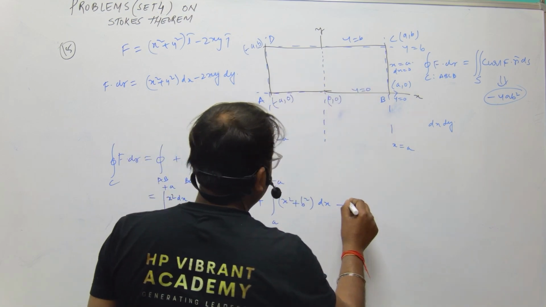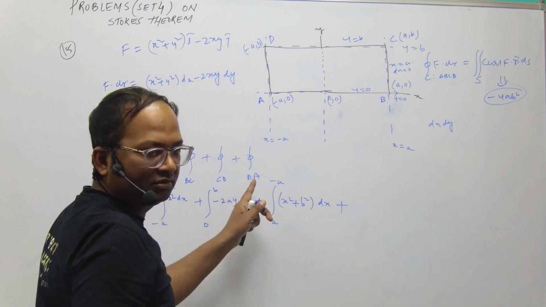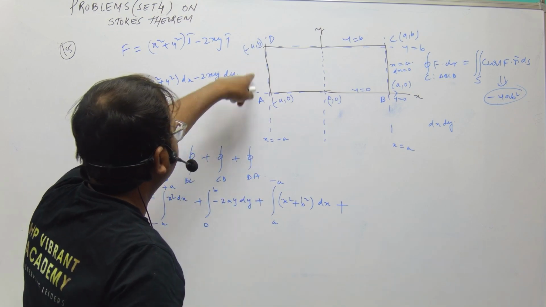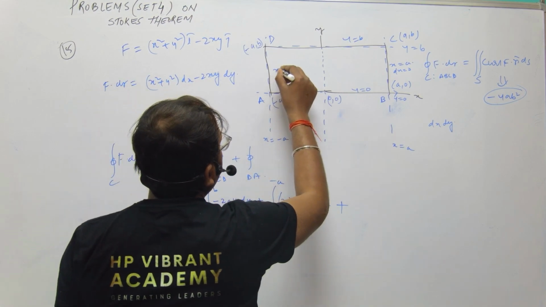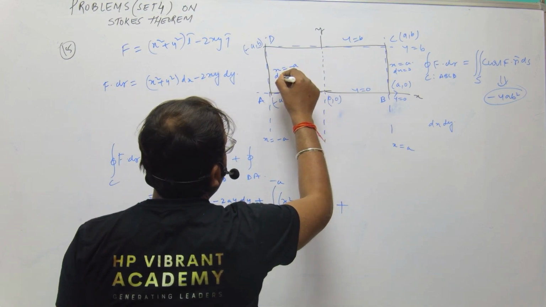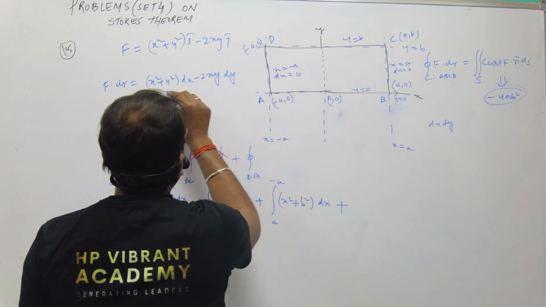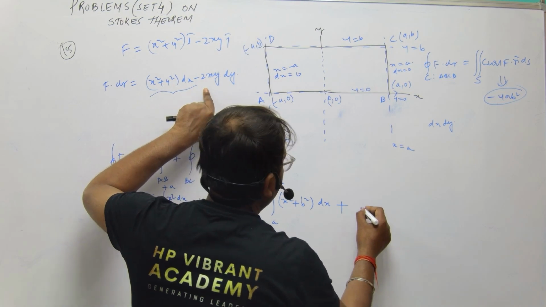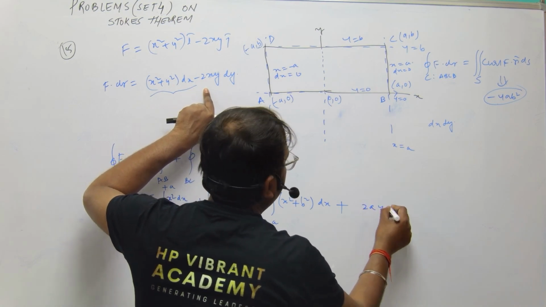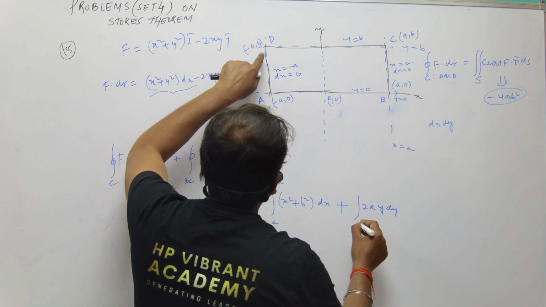Plus. So along DA we have x is equal to minus a, that is constant. So dx is equal to 0. So this is equal to x equal to minus a. So this is 2a y dy, and y varies from b to 0.